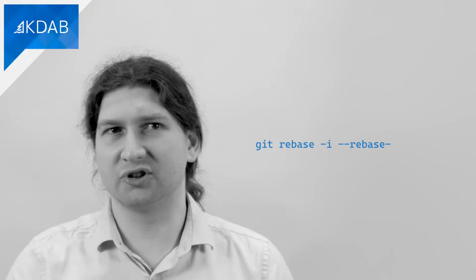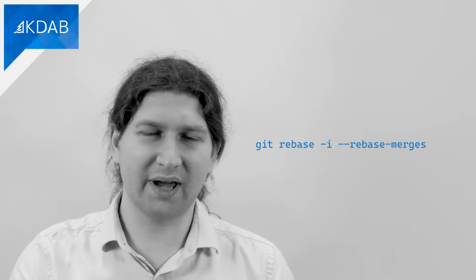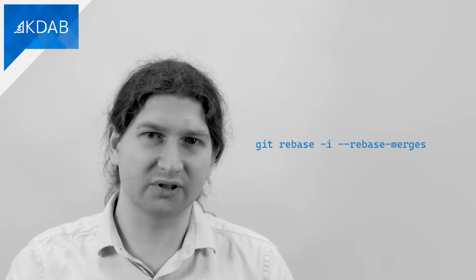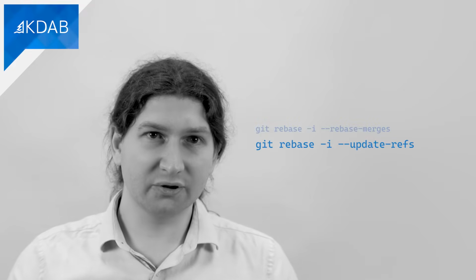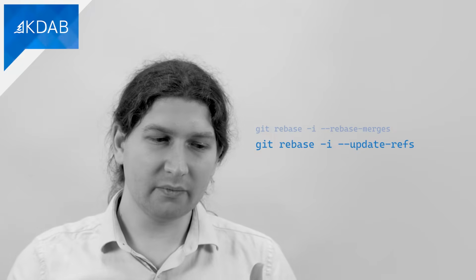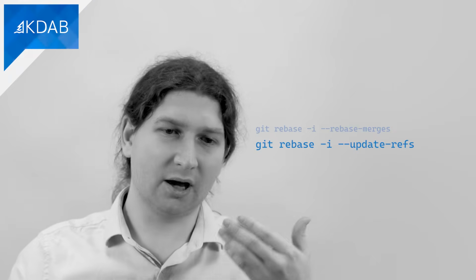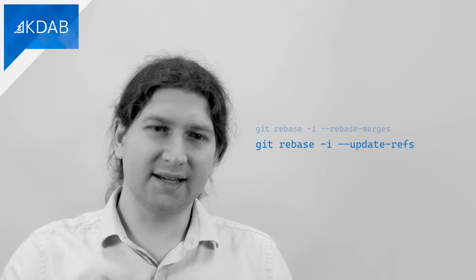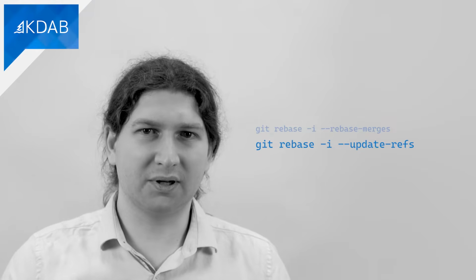Since around 2018, Git is able to rebase-merges during interactive rebases using the rebase-merges flag. And since 2022, Git is also able to rebase multiple branches at once using the update-refs flag. We're going to be using those two flags together to create, maybe delete, and update branches during interactive rebases. This way, we won't have to ever switch between branches.